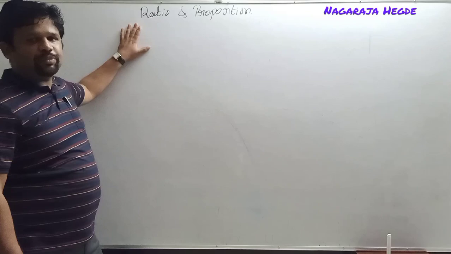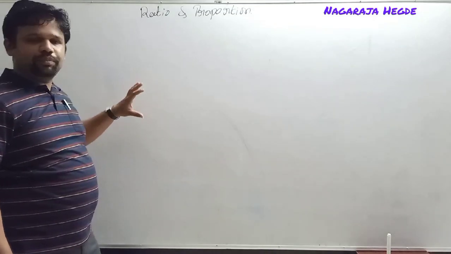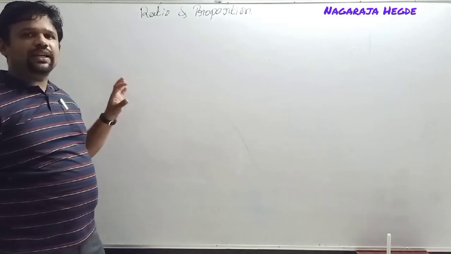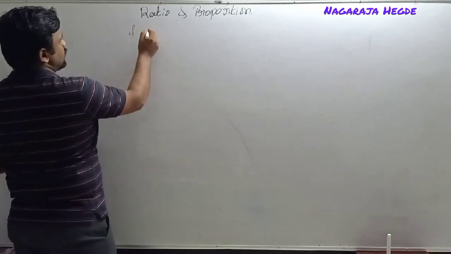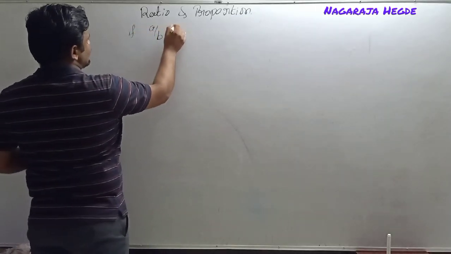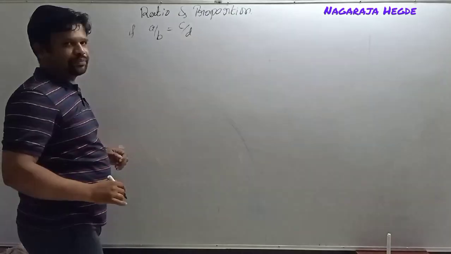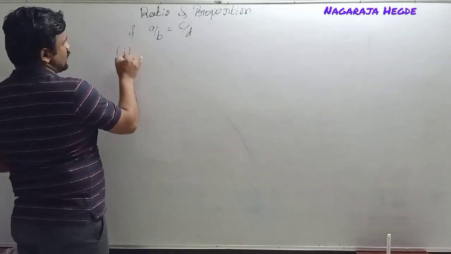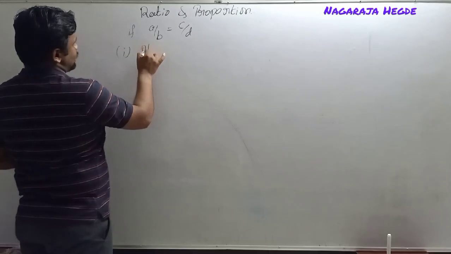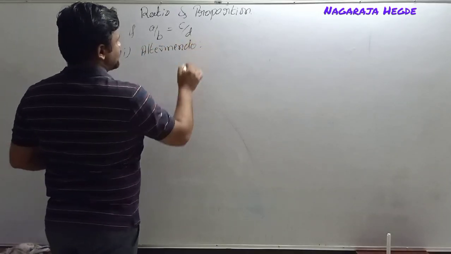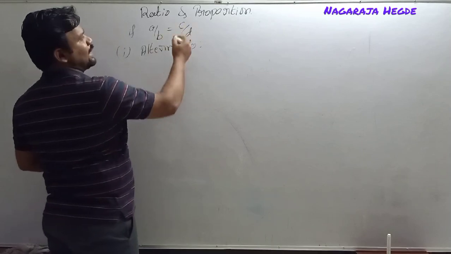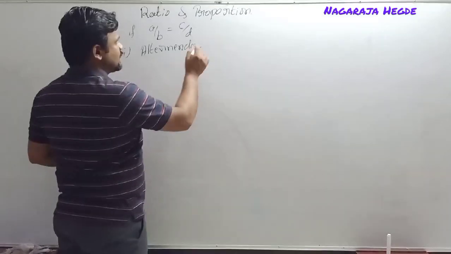In this ratio and proportion, let us discuss a few properties that are important for higher level competitive exams. If A by B is equal to C by D, then the first property is alternando. What is the concept of alternando? It's very simple. Just interchange B and C. That is the concept of alternando.